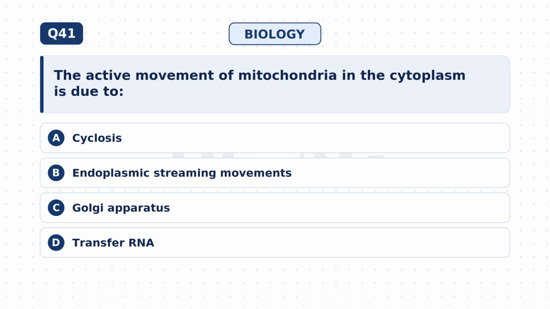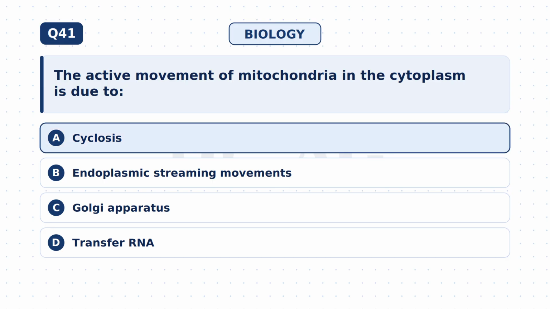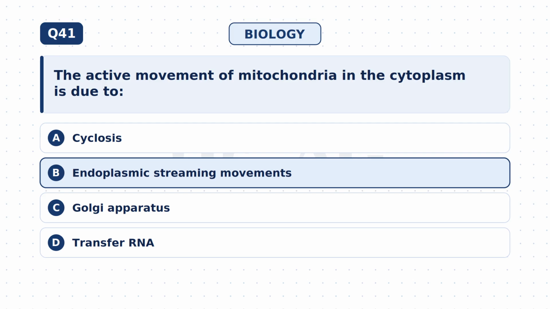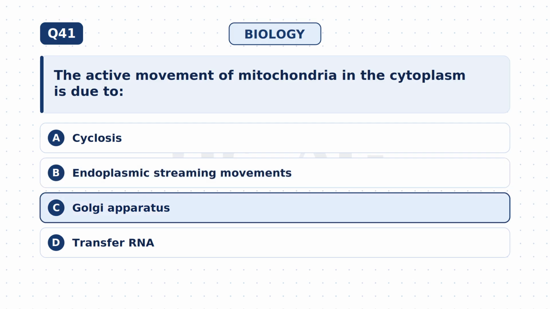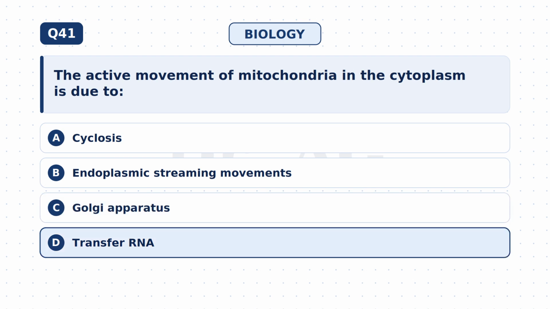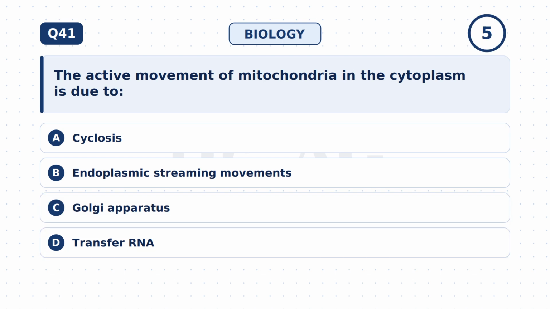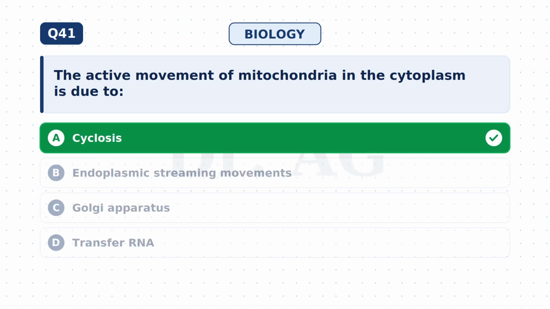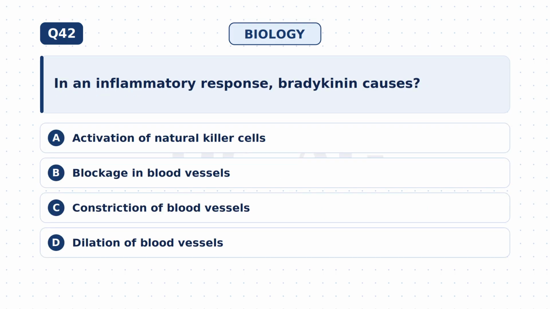Question 41. The active movement of mitochondria in the cytoplasm is due to Option A, cyclosis. Option B, endoplasmic streaming movements. Option C, Golgi apparatus. Option D, transfer RNA. The correct answer is A, cyclosis.